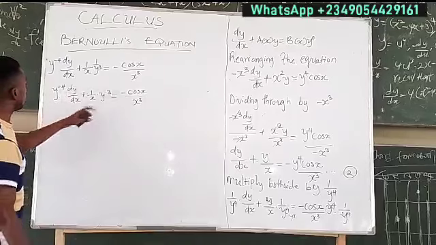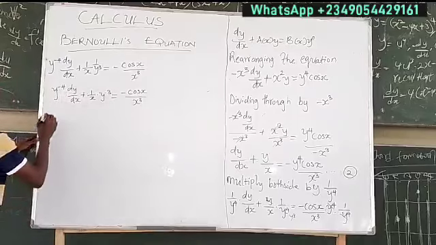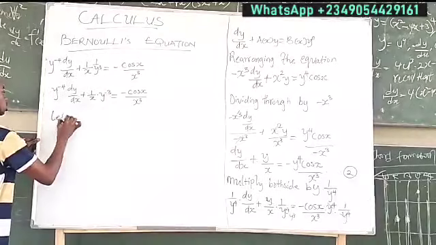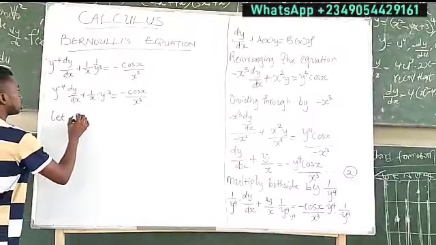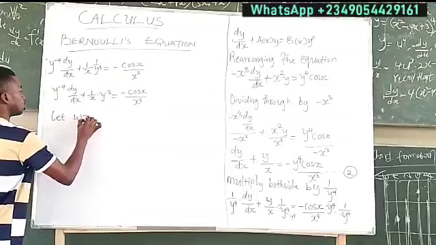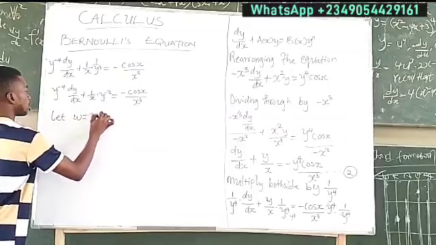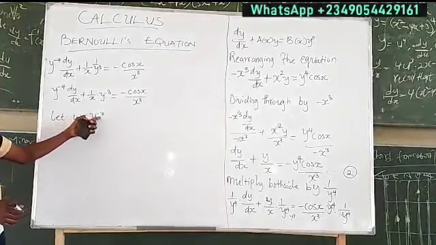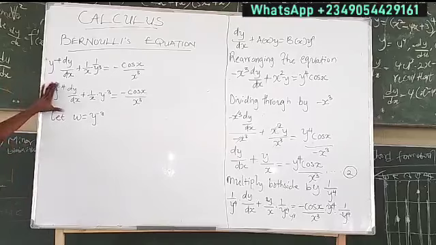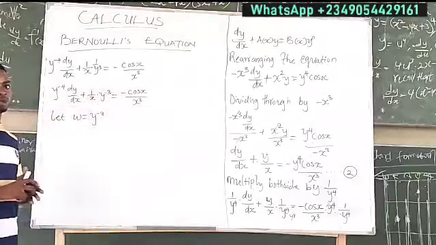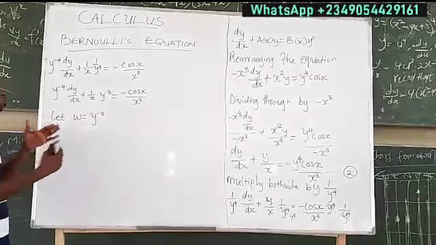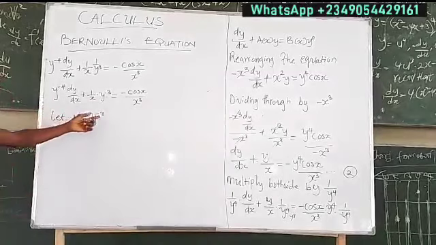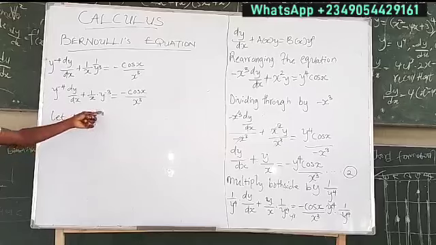Form, we can now say let w become y raised to the power minus 3. We want to make this equation a linear form whereby we can be able to solve it easily. So let's say w is equal to y raised to the power minus 3.